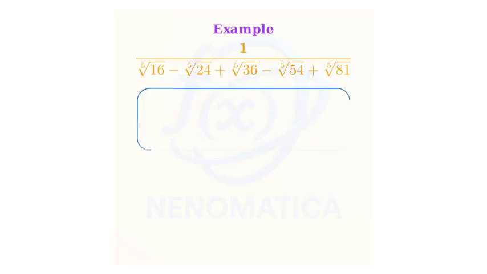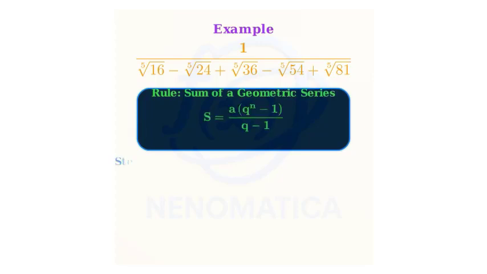Example: we will simplify a nested alternating sum of fifth roots by recognizing a geometric series structure. Problem: simplify the expression 1 divided by fifth root of 16 minus fifth root of 24 plus fifth root of 36 minus fifth root of 54 plus fifth root of 81. Step 1. Identify the geometric series parameters in the denominator.